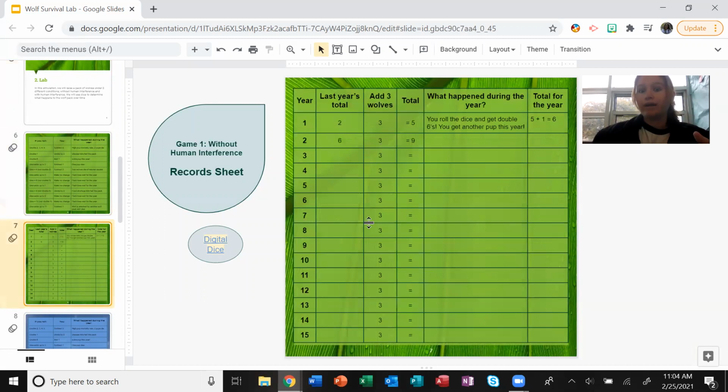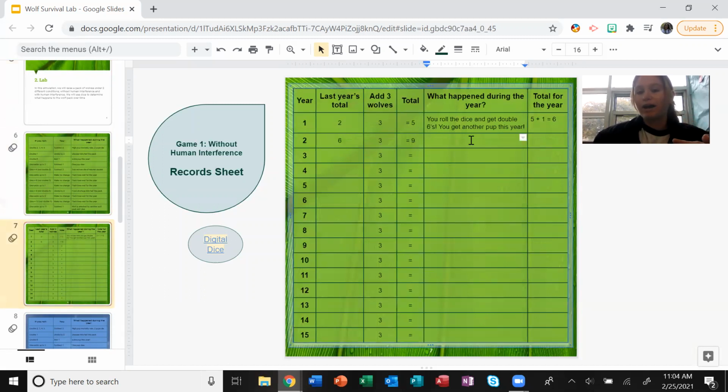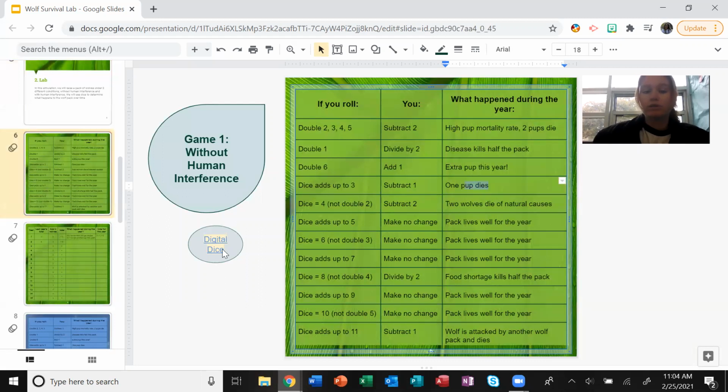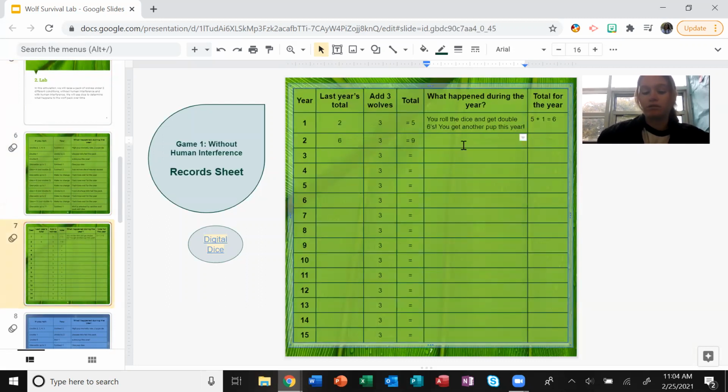Then we'll record it on this sheet here, and we will record why one of those wolves was subtracted. So it looks like the wolf was subtracted because one of them died. So we'll say 1 wolf died, wolf subtracted from the population. Okay, and then you will continue. You'll do this for all 15 years.